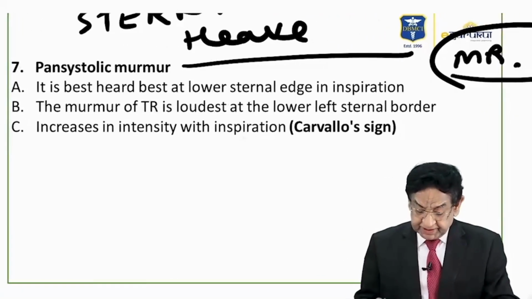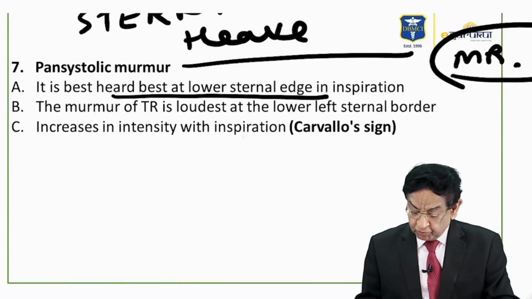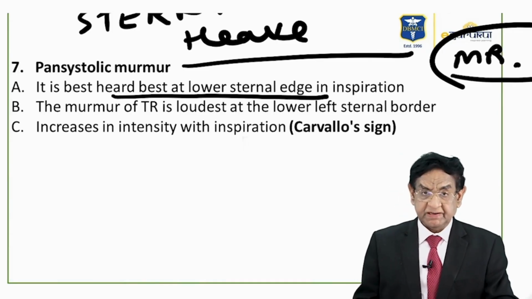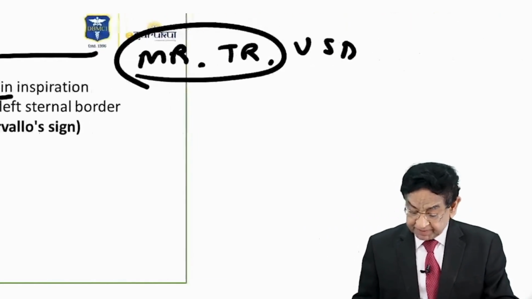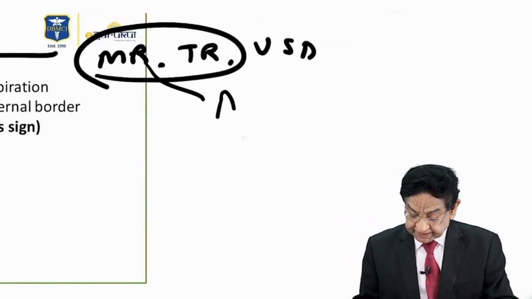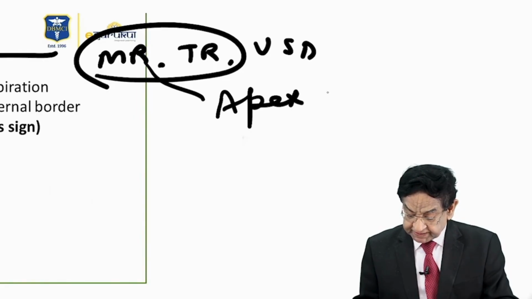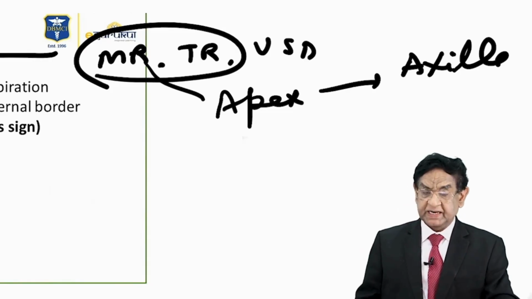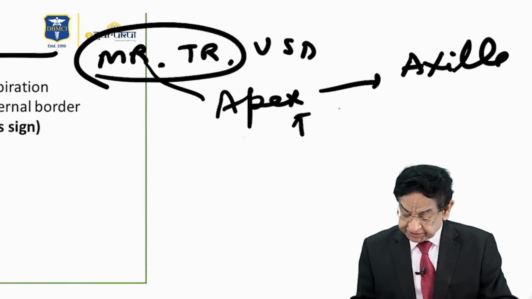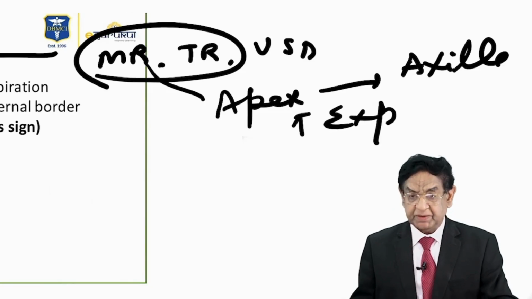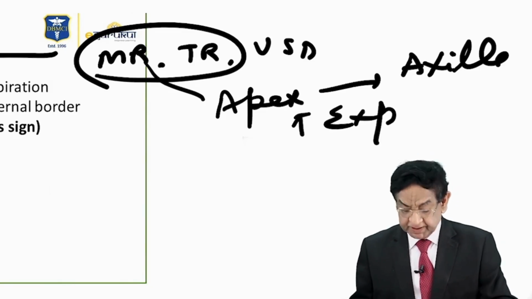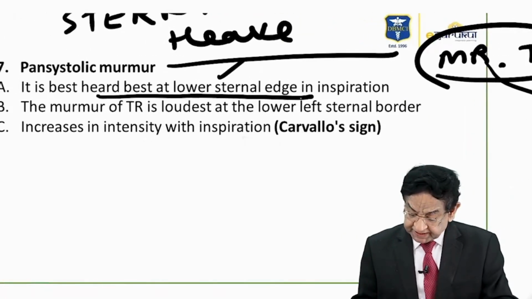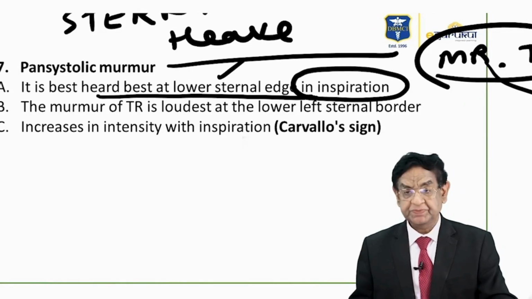So first of all, the TR murmur is heard best at the left lower sternal border. In contrast, the MR murmur is heard best at the heart apex, and it radiates to the axilla. That's classical, and it increases on expiration. The intensity of the MR murmur increases on expiration. But for TR, the location is left lower sternal, and it increases on inspiration.